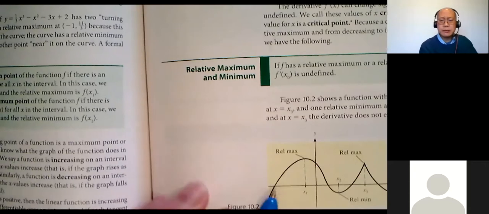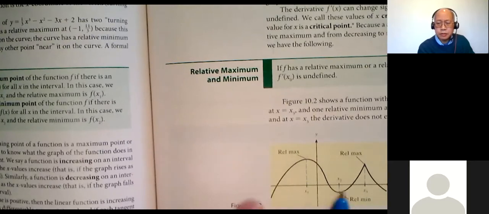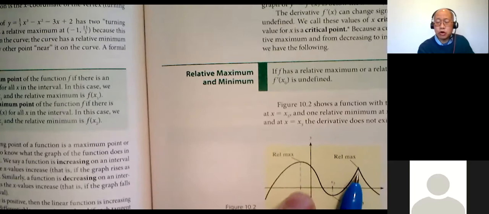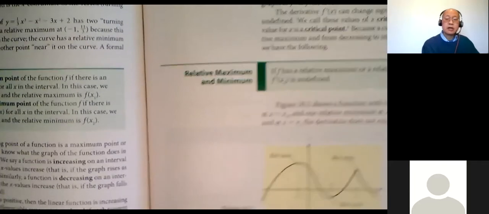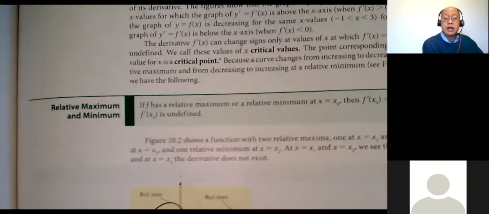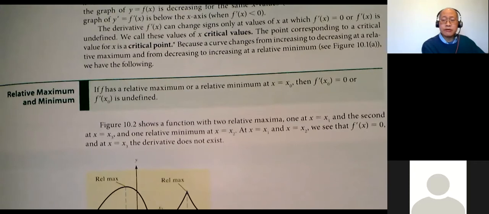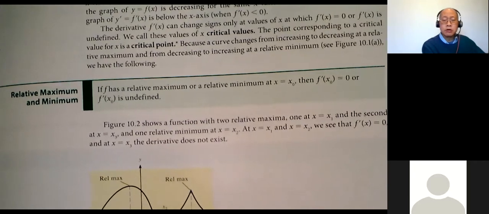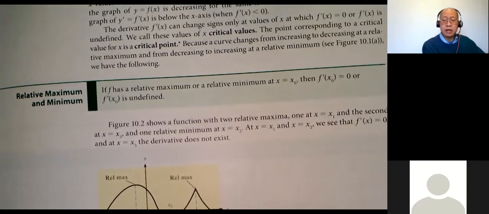Okay. What seems to be true about the derivative right here? Slope is 0. Here, the slope is undefined. This is a corner point we talked about before, right? Okay, so we have this rule. If we have a relative max or min, then either the derivative is 0 or it's undefined. If f has a relative maximum or relative minimum, then the derivative is either 0 or undefined.